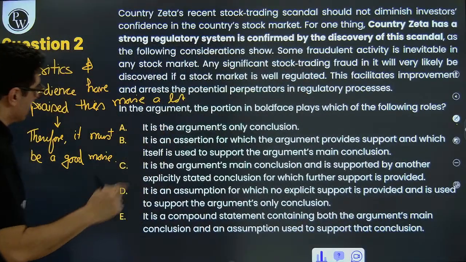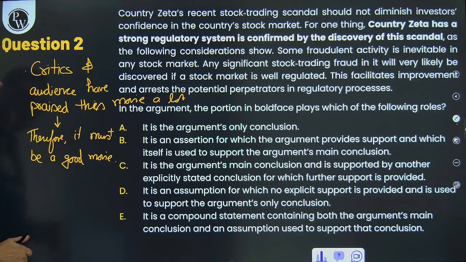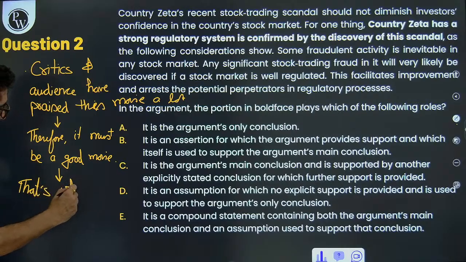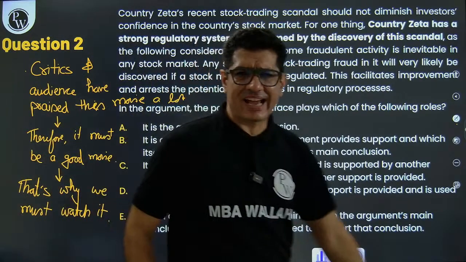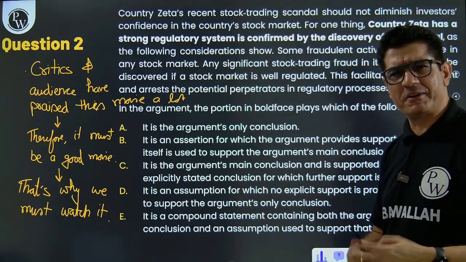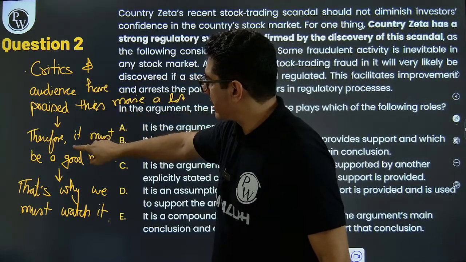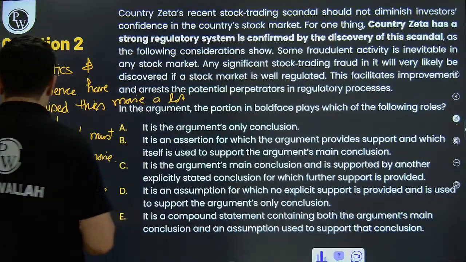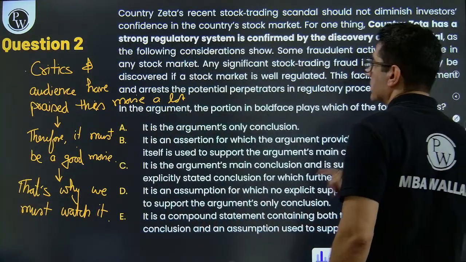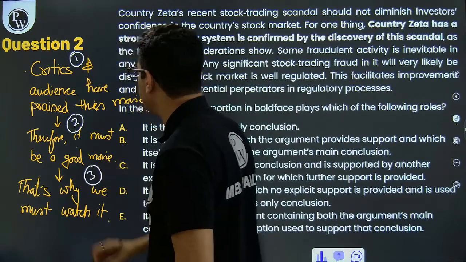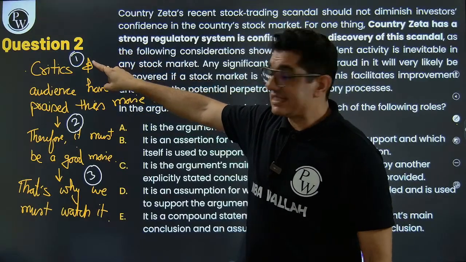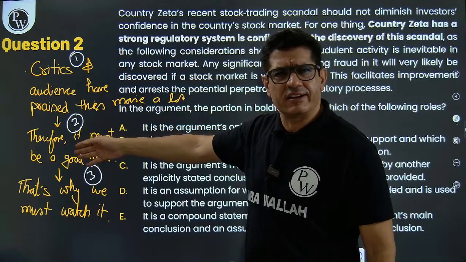But what if I do something else? Critics and audience have praised this movie a lot, therefore it must be a good movie, and that's why we must watch it. Now, what have I done just now? The moment I've added this, that's why we must watch it, what am I doing? So there is a premise that helped us arrive at a conclusion. If I look at it in terms of statements, that's your statement number 1, that's statement 2, this is statement 3. So the first statement is acting as the premise for the second statement. So the second is a conclusion.